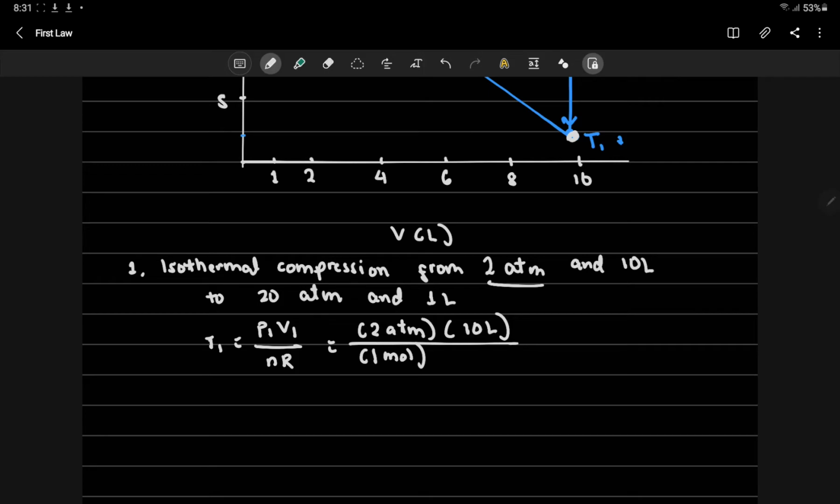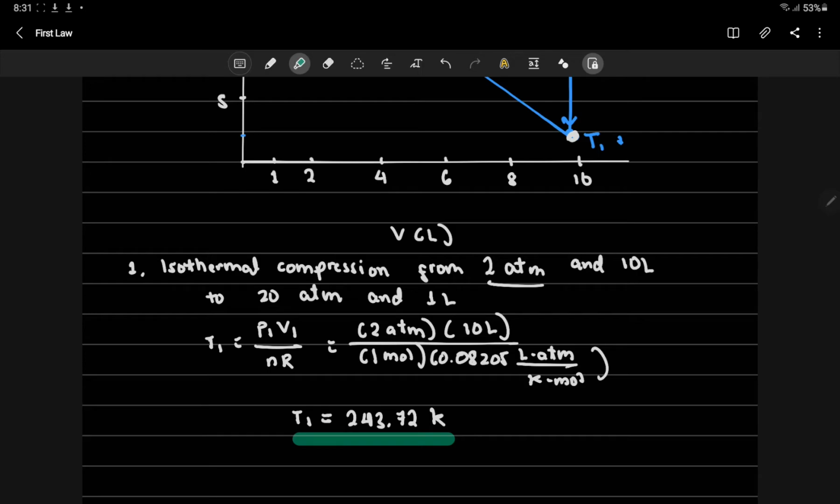So, what unit of gas constant are we going to use here? So, since naka-liter atmospheres and moles naman tayo, then let's just go ahead and use yung 0.08205 liter atmosphere per Kelvin mole. Okay, and you will be able to get T1, magiging equal siya sa 243.72 Kelvin. Okay, so yan yung ating initial temperature.